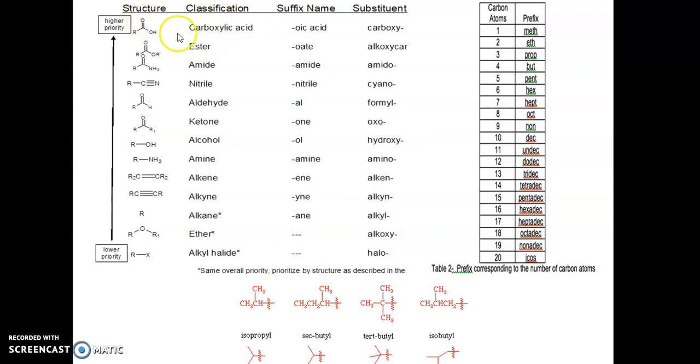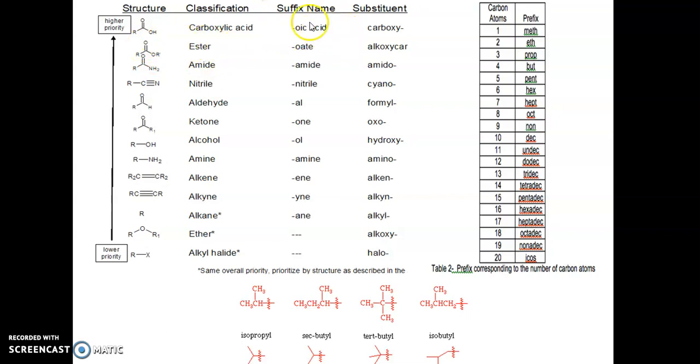First of all, for carboxylic acid, the suffix is oic acid. When the carboxylic acid group acts as a substituent, it is called a carboxy group. Now, in the case of ester, RCOOR is the general formula of ester, that is R, C double bond O, single bond OR. R is the alkyl group. So it is called ester.